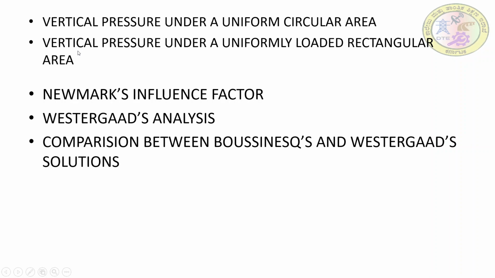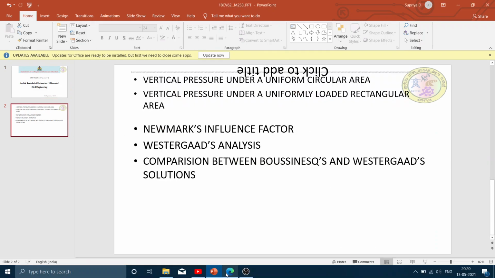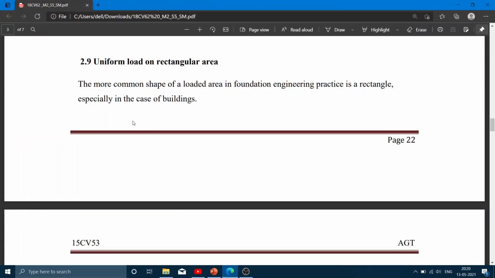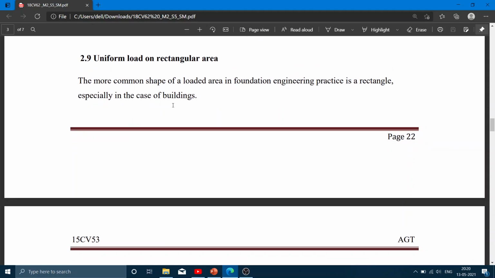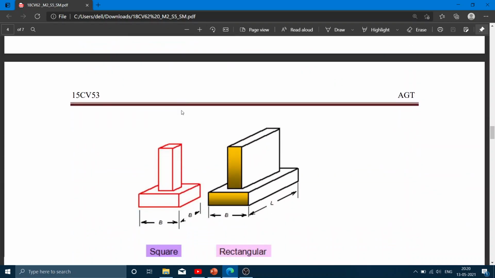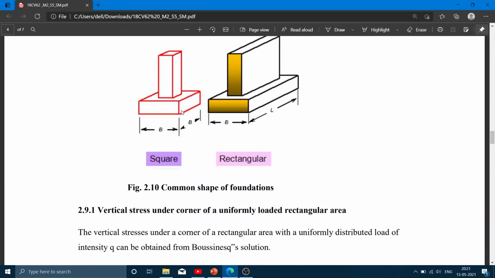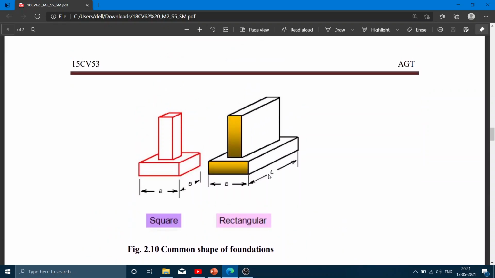So, in this lecture, the subject is uniformly loaded rectangular area. The more common shape of a loaded area in foundation engineering practice is rectangular, especially in the case of buildings. The common shapes of foundation are square and rectangular, as shown in the figure.